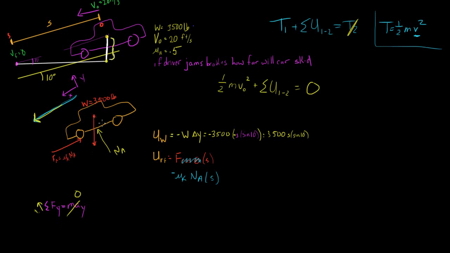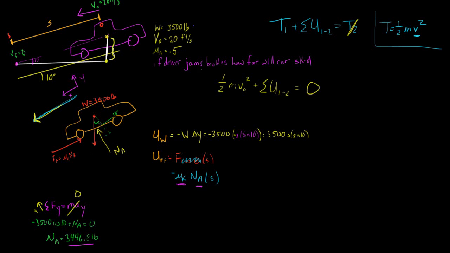So we know this angle right here is 10 degrees. So the sum of the forces in our y direction is going to be this minus weight, which is minus 3,500 times the cosine of 10, plus our normal force. And this is equal to 0. So our normal force right here is going to be equal to 3,446.8 pounds. We can plug this right here into this equation.